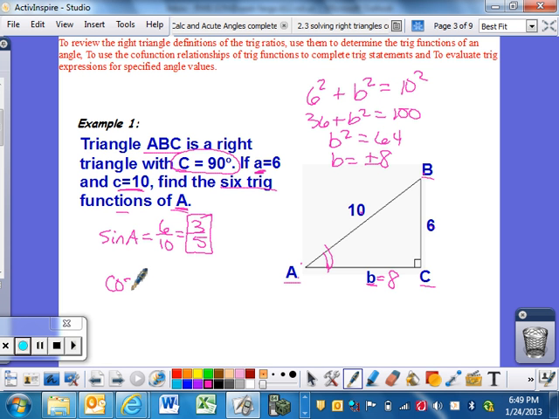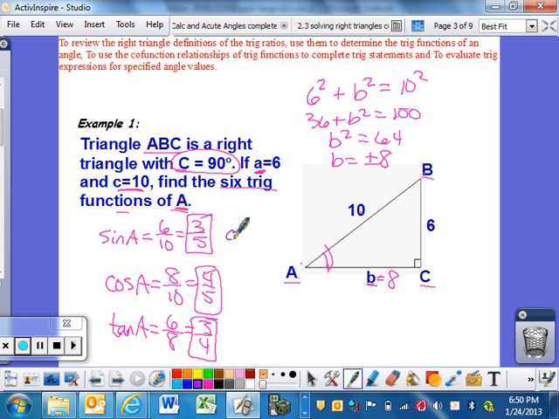Okay? So cosine A will end up being 8 over 10. I'll write it down: 8 over 10 will reduce to 4/5. And then tangent of angle A will be what? 6 over 8, opposite over adjacent, which reduces to 3/4. And once you find the three main ones, the other ones are quite simple.